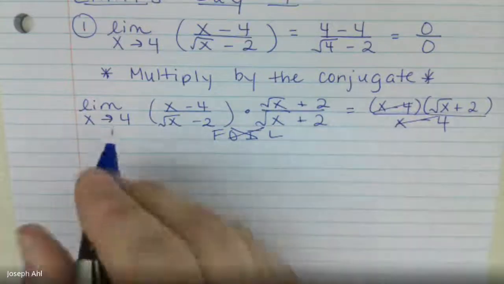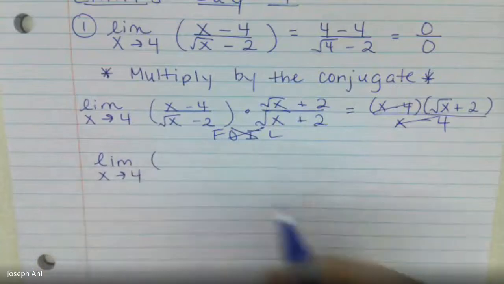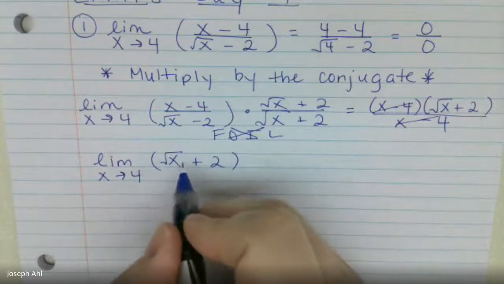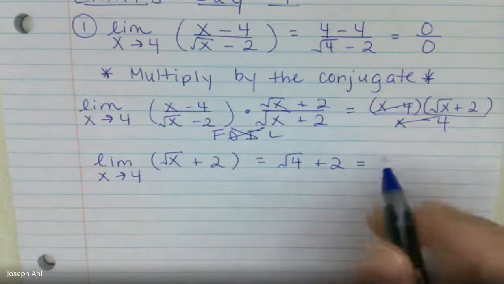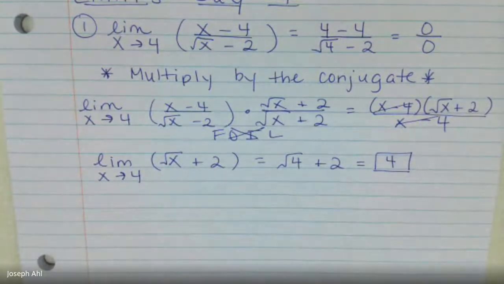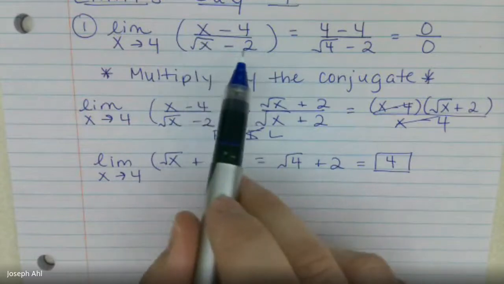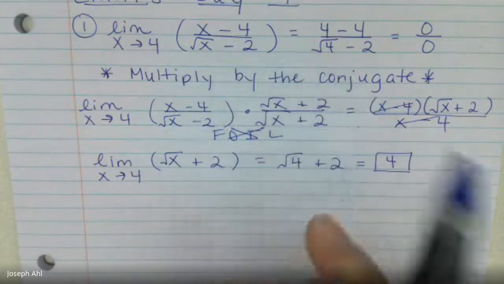So because of that cancellation, I can now evaluate the limit as x goes to 4 of the quantity radical x plus 2. So if I plug that 4 in, we get the square root of 4 plus 2, which would be 2 plus 2, or 4 is the final answer. Okay. So this multiplying by the conjugate idea, it's really whenever you see a radical quantity, a radical binomial specifically, multiplying by the conjugate will be the trick that will help us to be able to evaluate our limits.